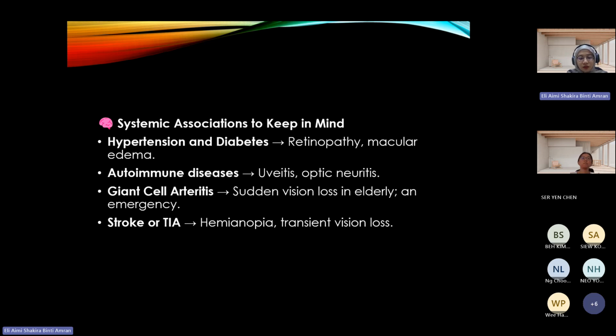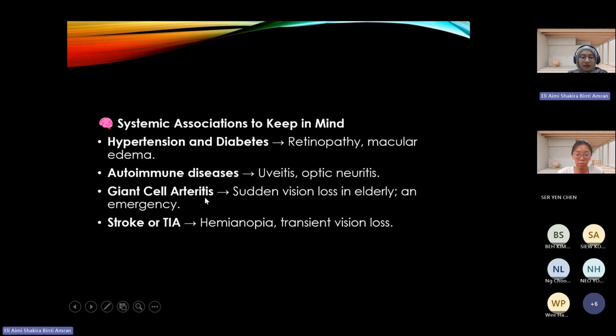What kind of autoimmune diseases are you aware of? Autoimmune diseases, anyone? Oh, SLE. Yes, correct. Any others? SLE, rheumatoid arthritis. Myasthenia gravis. Correct. So all these autoimmune diseases can lead to uveitis and also optic neuritis.